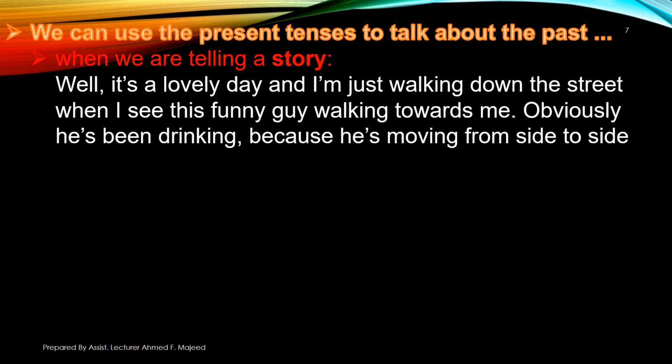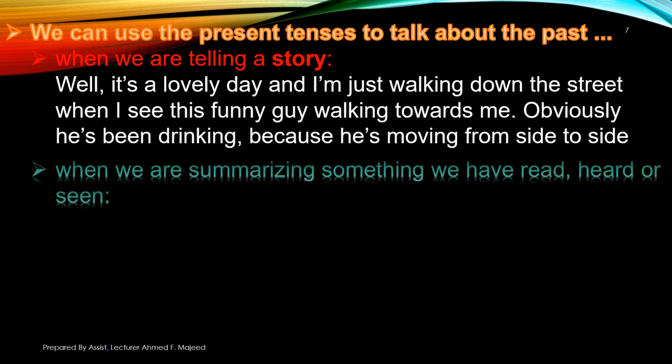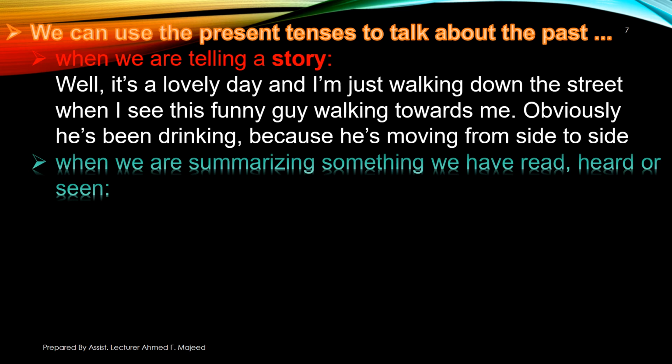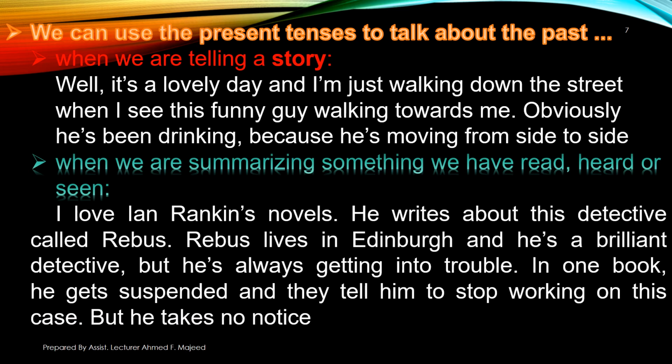You can see that this story has happened in the past, but we are using the present tense to talk about the past. But of course, in the case if we are telling a story, or when we are summarizing something we have read, heard, or seen. For example, I love Ian Rankin's novels. He writes about this detective called Rebus. Rebus lives in Edinburgh and he is a brilliant detective, but he is always getting into trouble. In one book, he gets suspended and they tell him to stop working on this case, but he takes no notice. You can see that, for example, one has read a novel or book and you want to summarize it, so we can use the present tense to summarize something we have read.